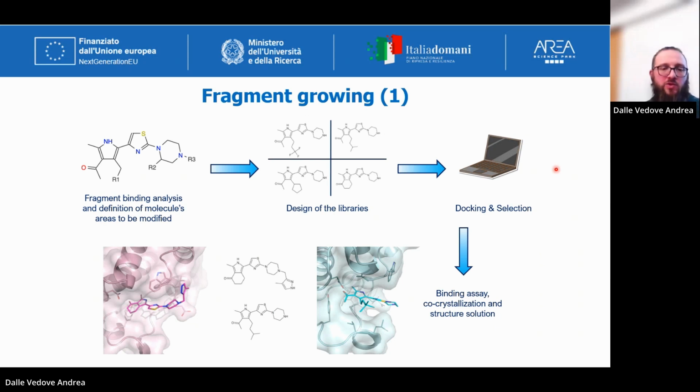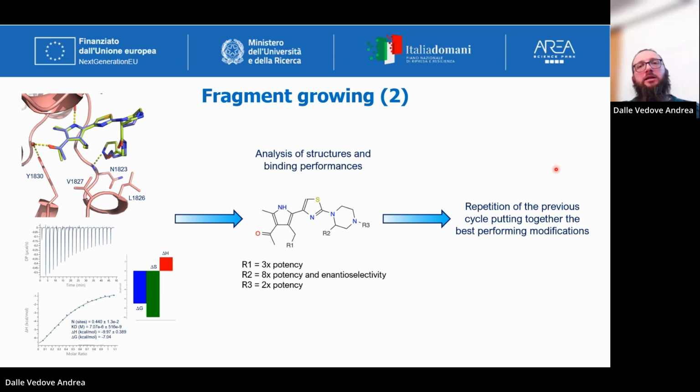We do, as usual, binding assay, co-crystallization, analyze the structure, and then we put together the data to understand which modifications are the best performing and why. As you can see here, we saw that the best position to modify was the R2, because with the best performing substitution, we had an 8-fold increase in the potency, followed by R1.